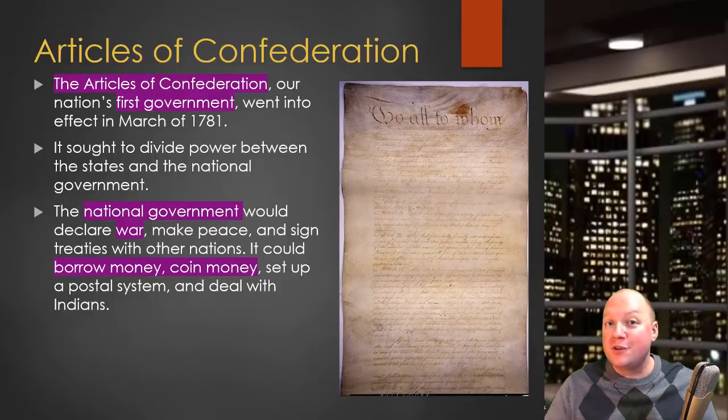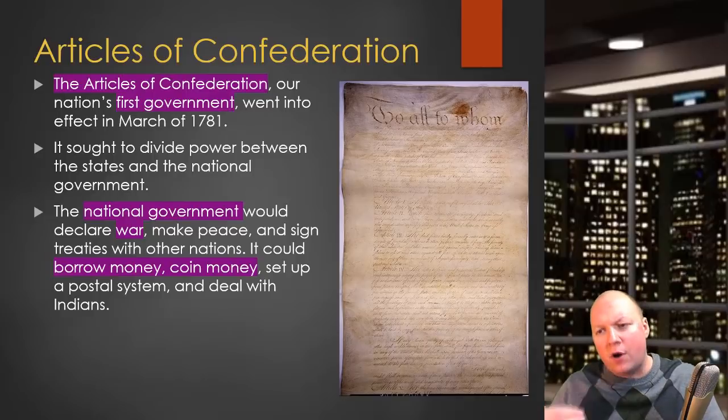They could set up a postal system, and it was allowed to deal with the Indians, to make deals with them so we could get some land. And that's it. That's all the Articles of Confederation allow for. It's a very, very weak national government on purpose. The problem with that, though, is we're going to find out very quickly that it's too weak, that it needs to have a little bit of bite.